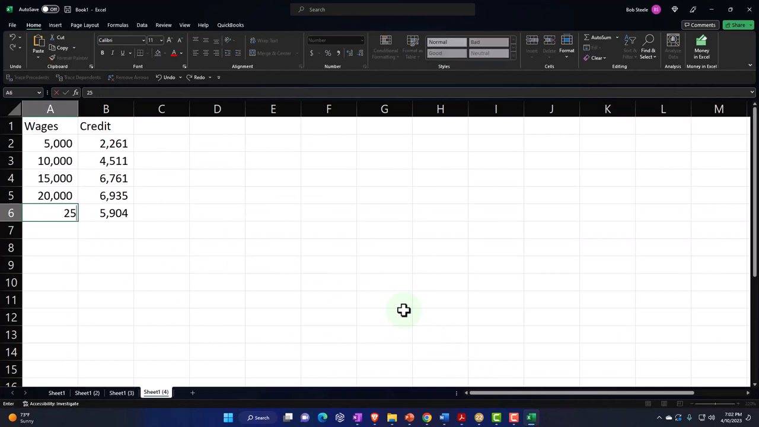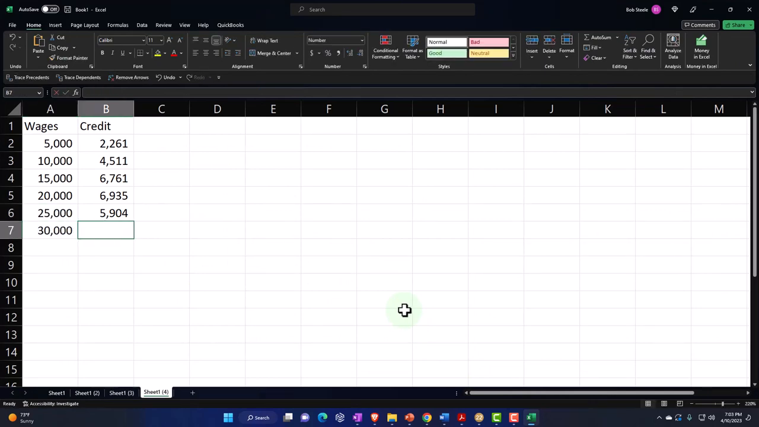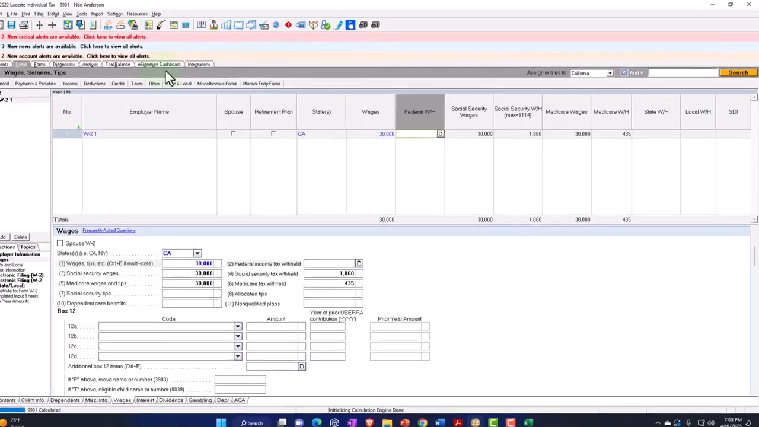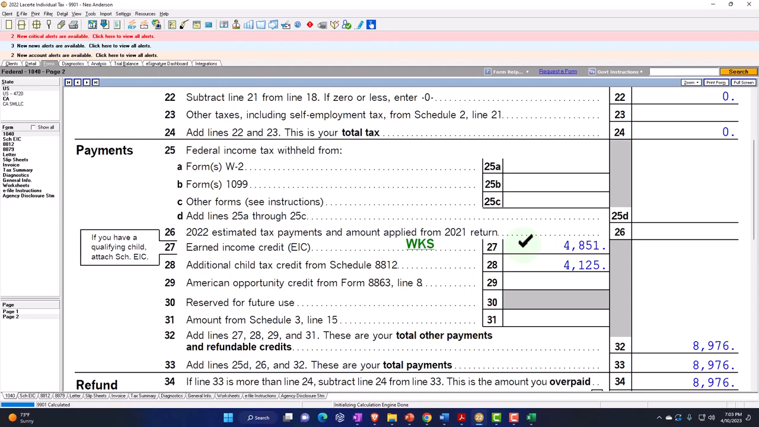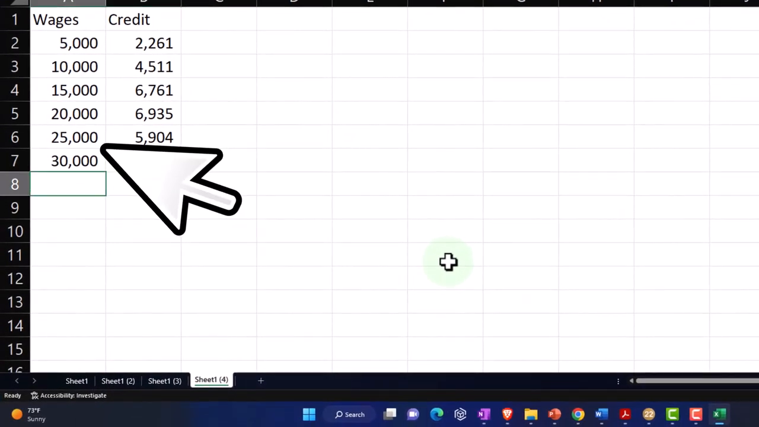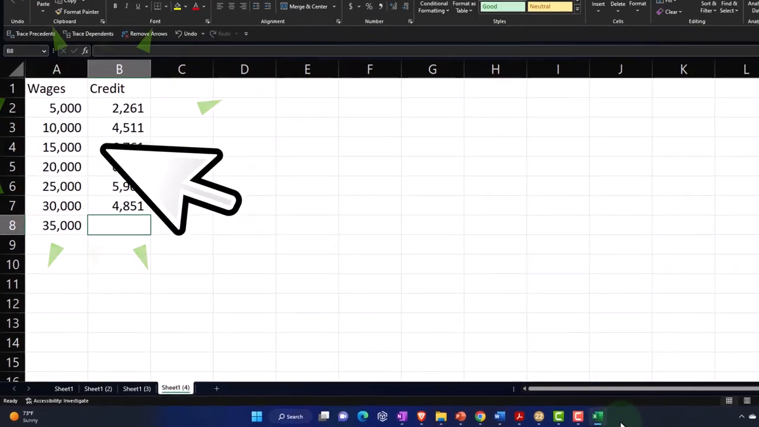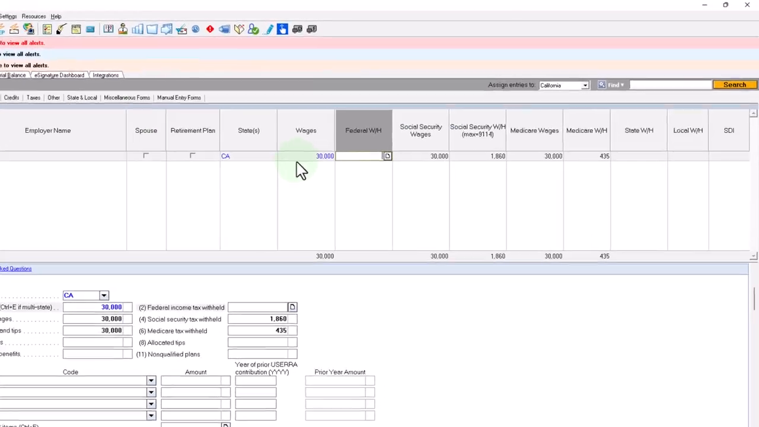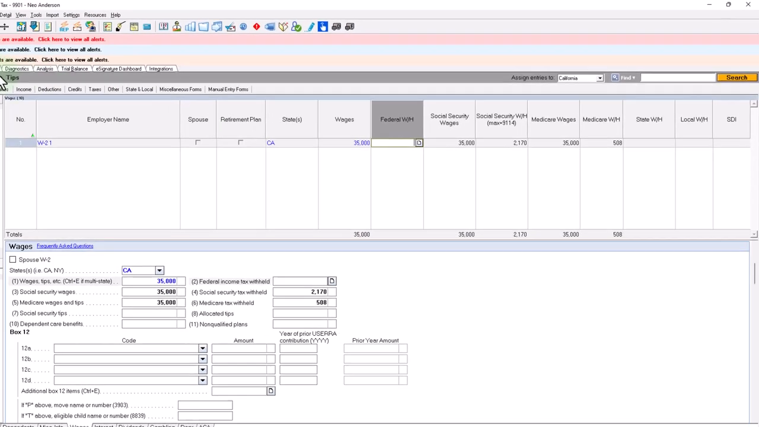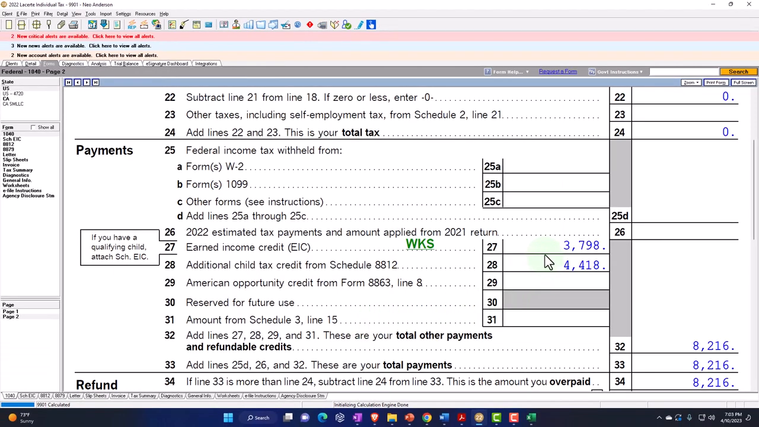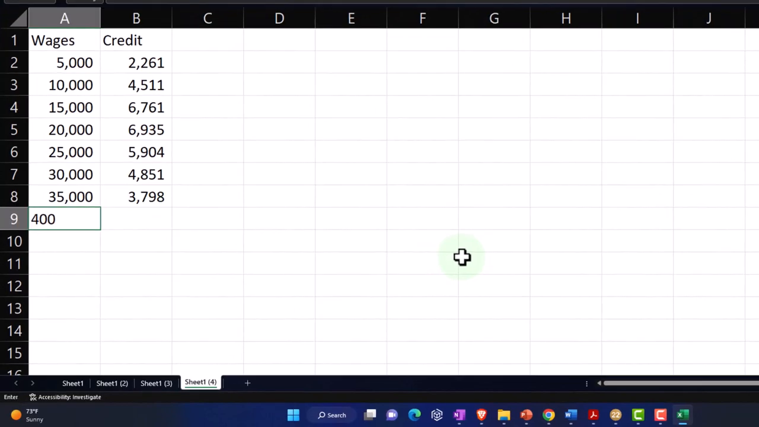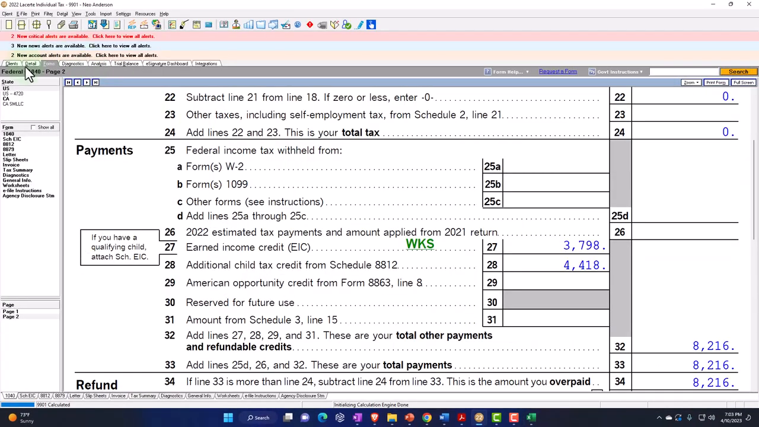Okay, 25,000, then 30,000. Let's do that. Boom. That brings it to the 4851. Then 35,000. There it is. That brings it to 3798. So 3798. 40,000. We're getting close to the upper threshold.